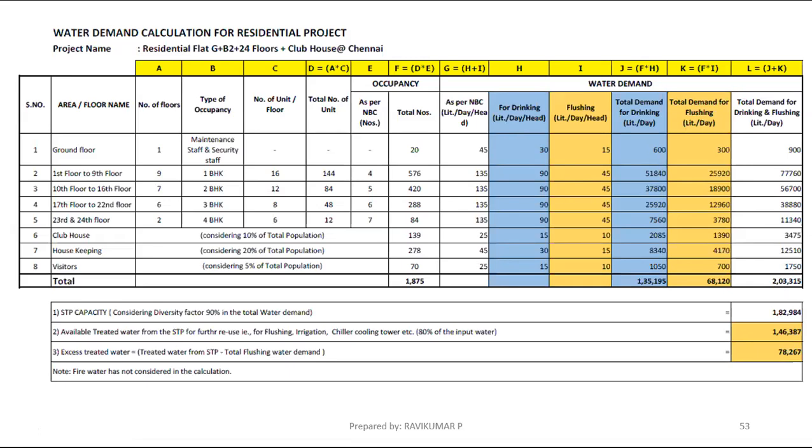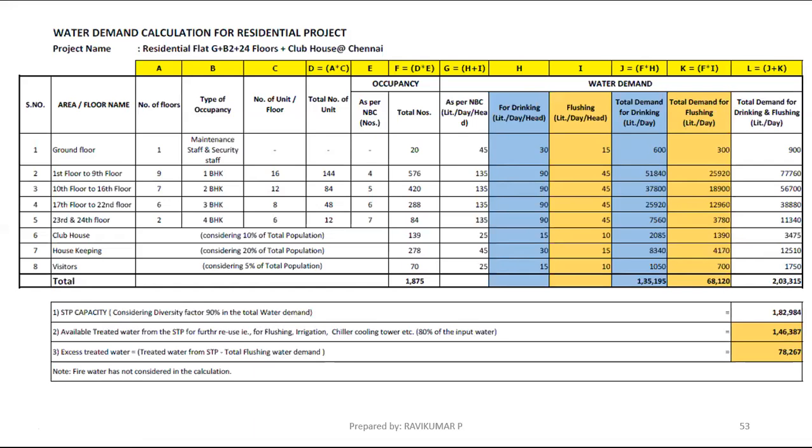So from this water demand, how are you going to arrive at the STP capacity and other things? From this total demand, you have to take 90% for the STP capacity, considering the diversity factor of 90% in the total water demand. From the total water demand, you have to take 90% of the total demand only.